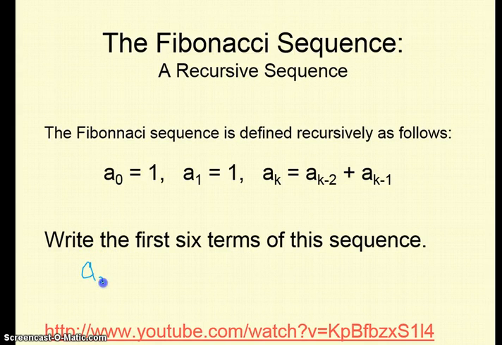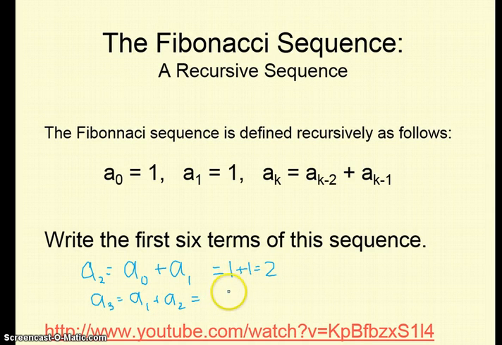When I want a sub 2, this is going to be a, and then I'm going to do 2 minus 2, so a sub 0, plus, and then 2 minus 1 would be 1. So I'm going to do the 0 term and the first term together, so 1 plus 1, which is 2. For a sub 3, you would do a sub 1 plus a sub 2. So that'd be 1 and 2 together, which is 3. So far we have 1, 1, 2, 3.